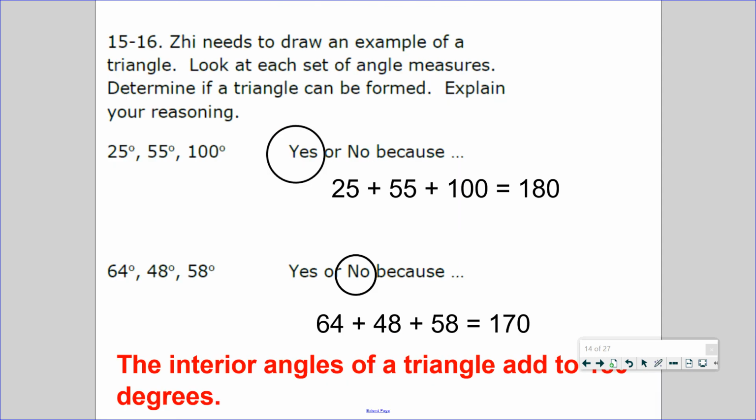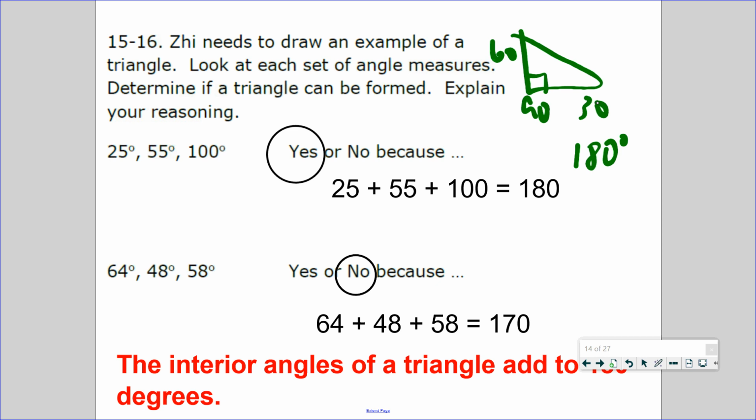All right, number 16. Z needs to draw an example of a triangle. Look at the set of angle measures. Determine if a triangle can be formed. Explain your reasoning. What do you know about triangles? All triangles, if you add up the interior angles of a triangle, have to add up to 180 degrees. You got to know that. A triangle adds up to 180 degrees.